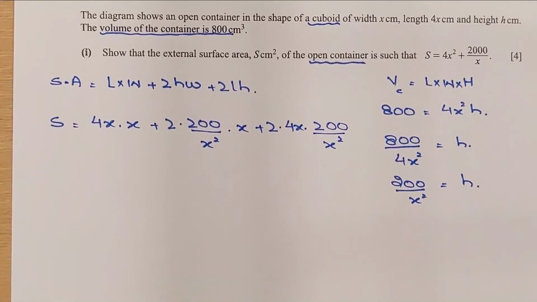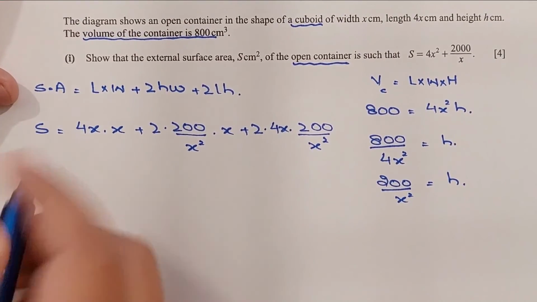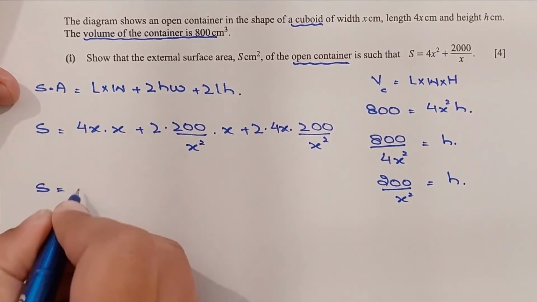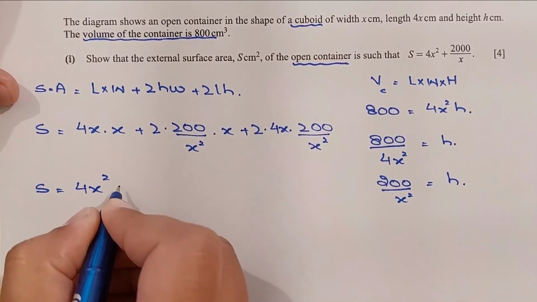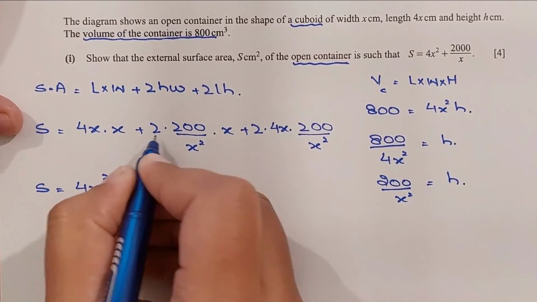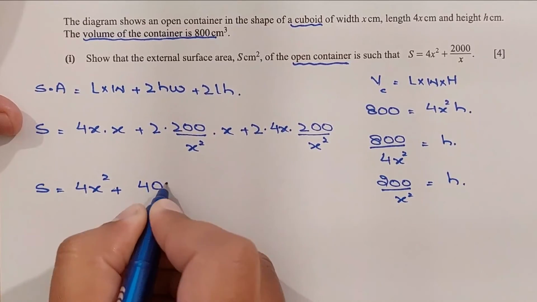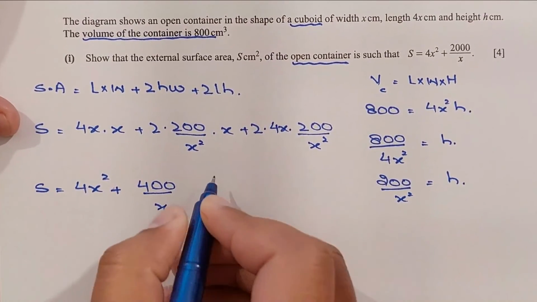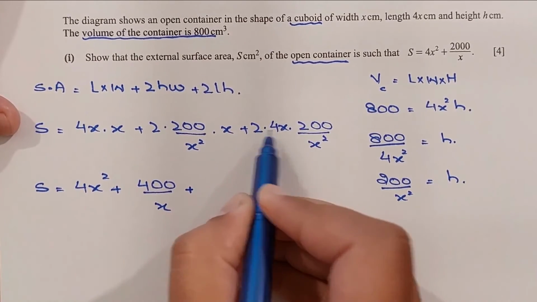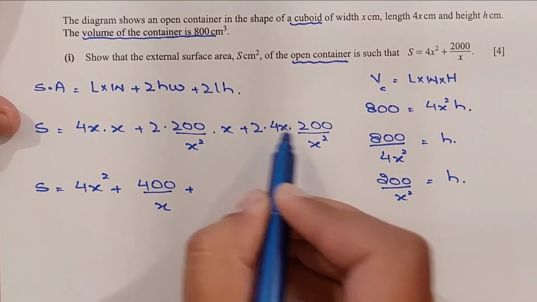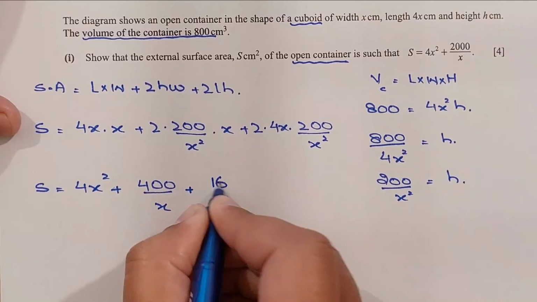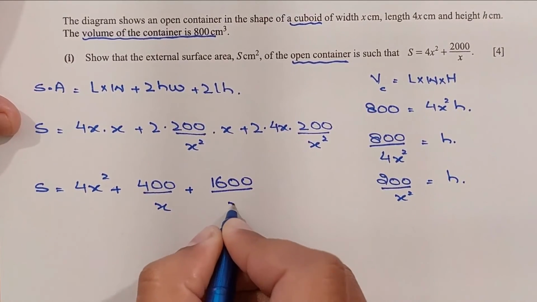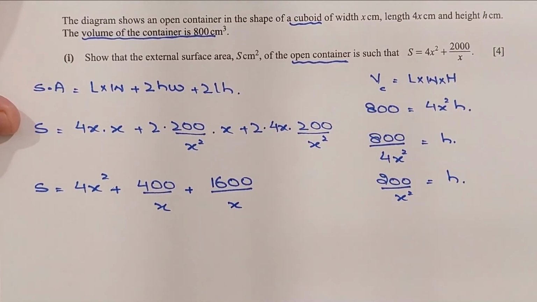Now let me simplify this. So we have surface area equals 4x square, plus 2 times 2, that is 400 over x square. This x is cancelled with this x, just x, plus 2 times 4 is 8, and 8 times 2 is 16, so 1600 over x. We can cancel this x with this.